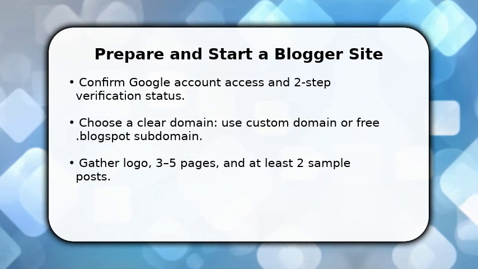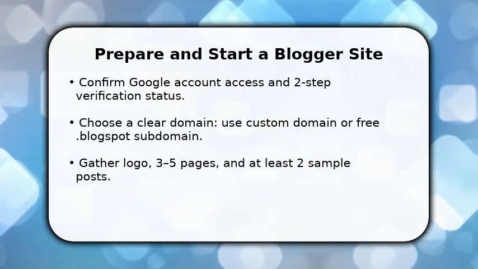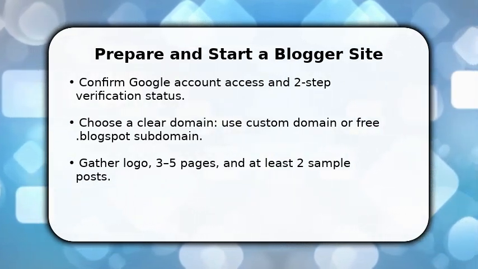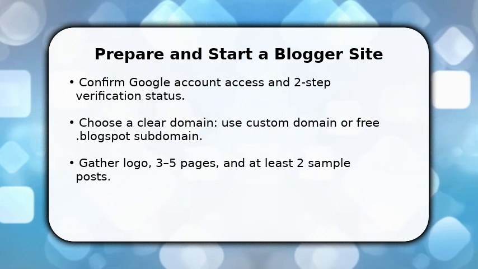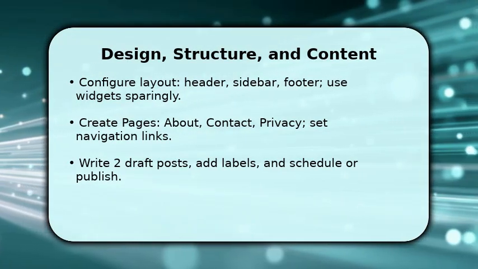You're taking action, so save the blog and open settings. Verify your email and default language so posts display correctly. You now build structure and content. Go to Layout to add or remove gadgets, drag header, sidebar, and footer into the desired order and click Save.